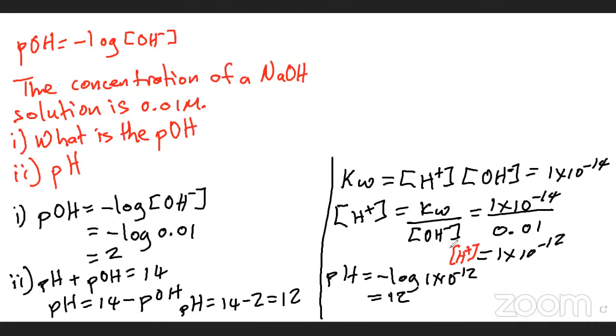So just like you have weak acid calculations, you have weak base calculations as well. KW is the ionization constant for water. Let me just make a note of that.